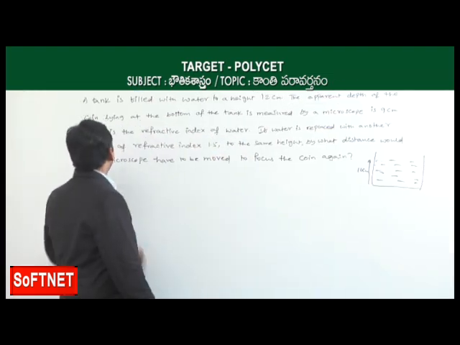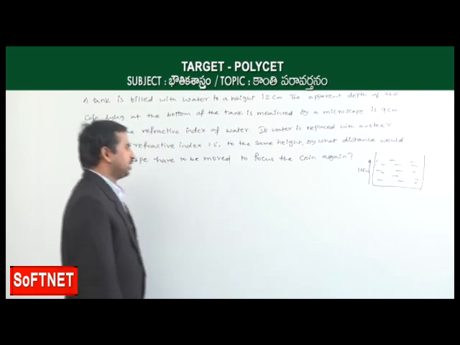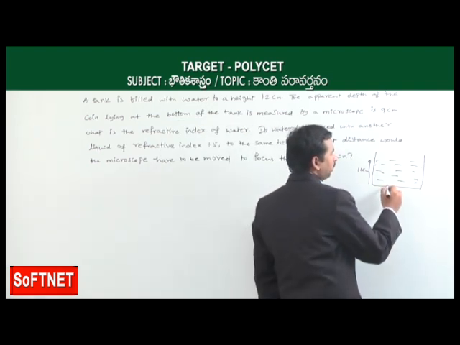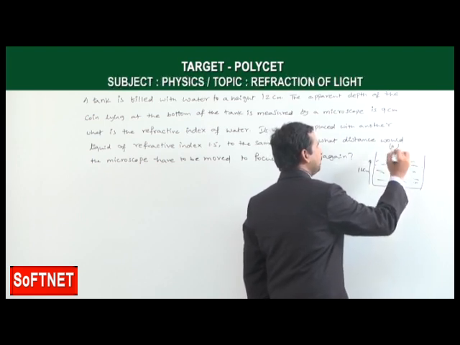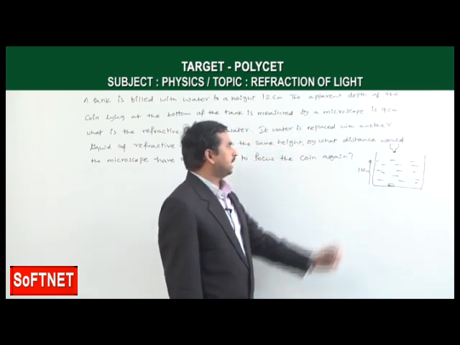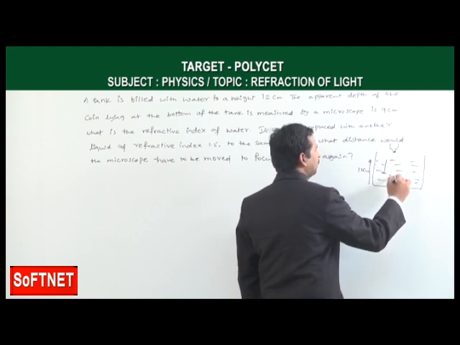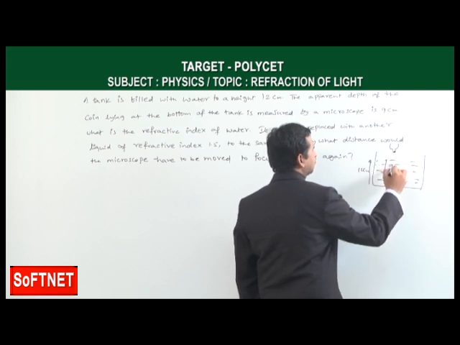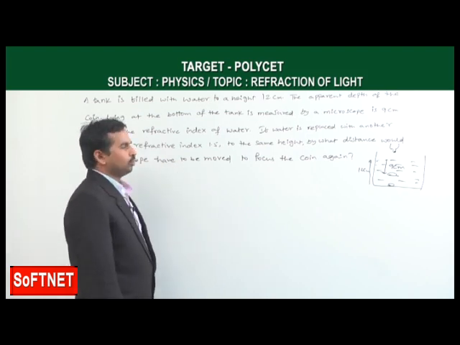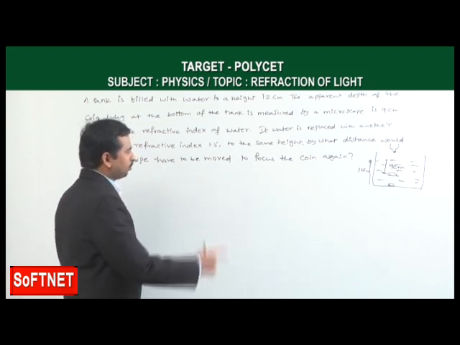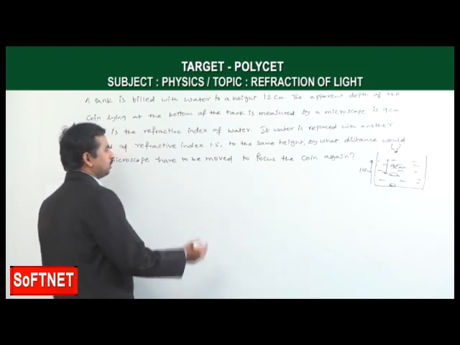Now, the apparent depth of a coin lying at the bottom of a tank, measured by a microscope, is 9 centimeters. If you place a coin at the bottom of the beaker and view it through a microscope from the top, it appears to be raised, and the apparent depth of the coin is given as 9 centimeters. Now, what is the refractive index of the water? As water is a denser medium, we get this refraction effect.